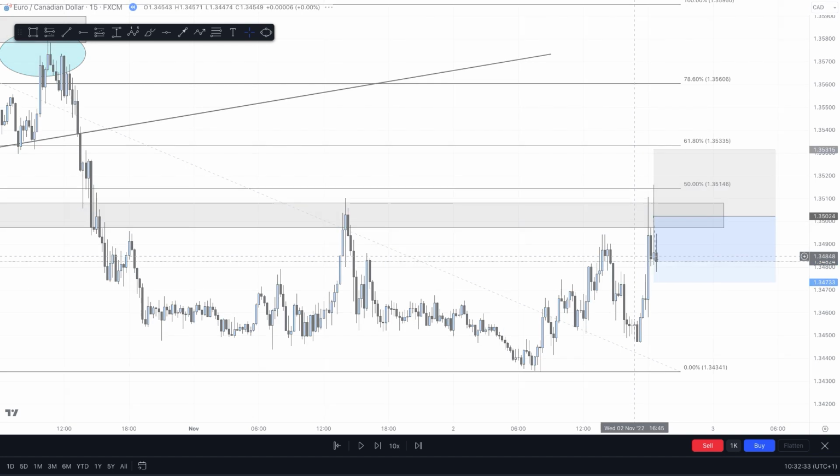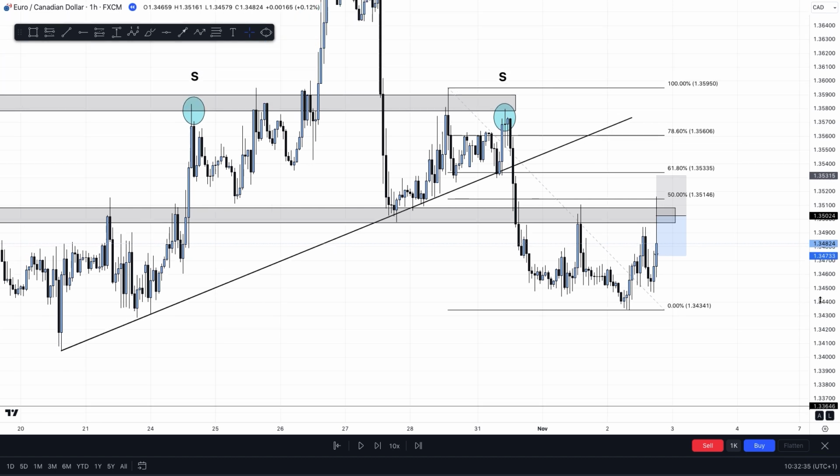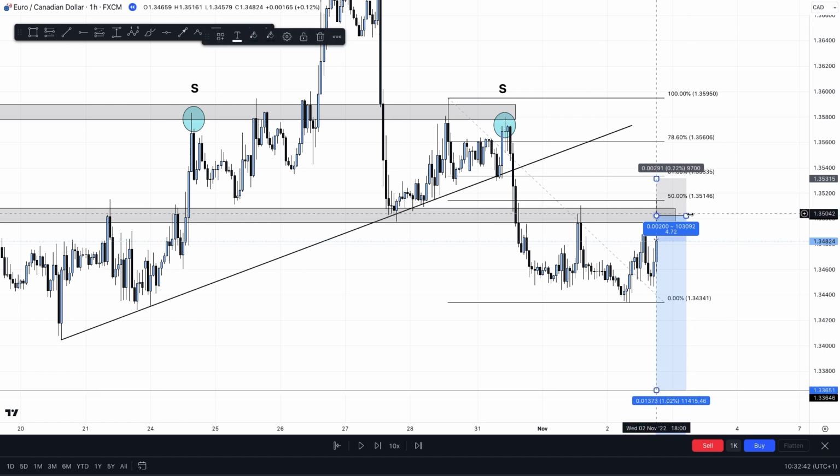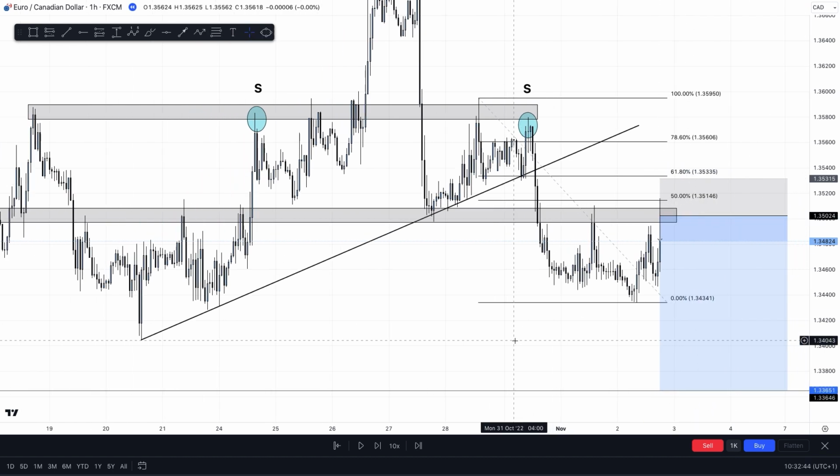Let's jump back up to the 1 hour now, because this is where we're going to look at our target, which is obviously going to be this level down here. Okay, so that's going to be our target. But now, where are we going to put our stop loss?